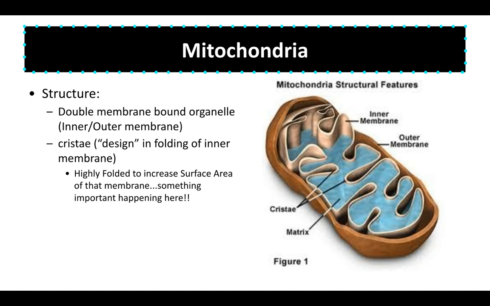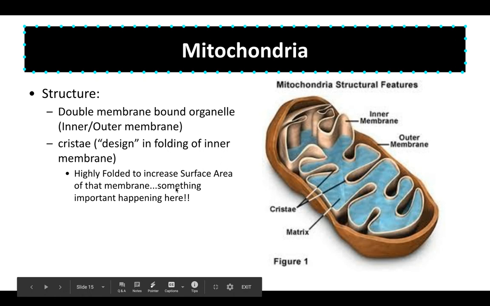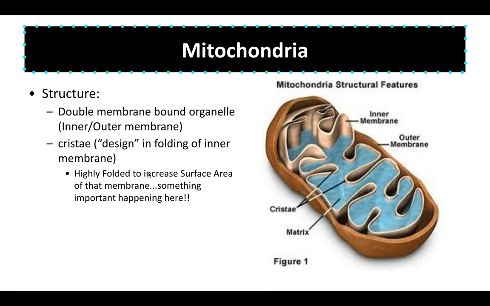Now, that should give us a clue. If we want a lot of that inner membrane, there must be something pretty important, pretty critical happening related to that membrane, because we want a lot of it. So stay tuned on that. But essentially, this bullet right here says that the highly folded cristae pattern is there to increase the surface area of that inner membrane, again, because something important is happening here.